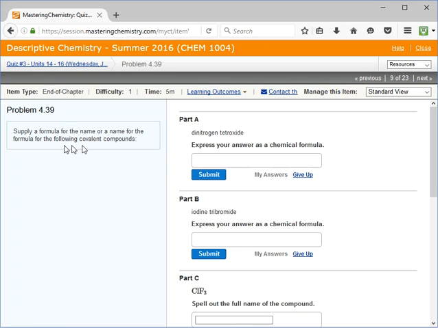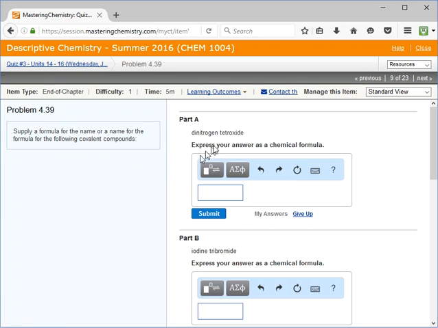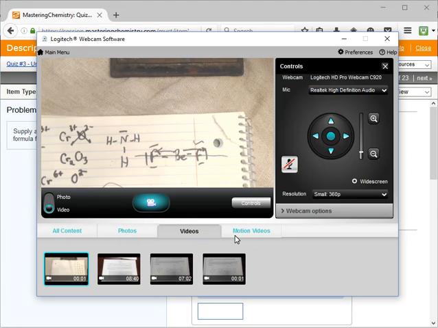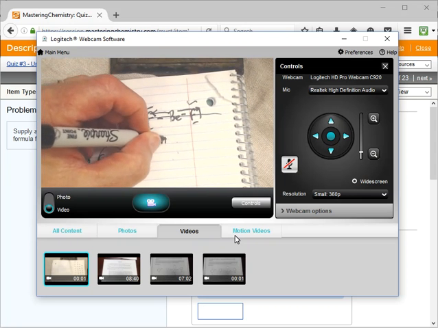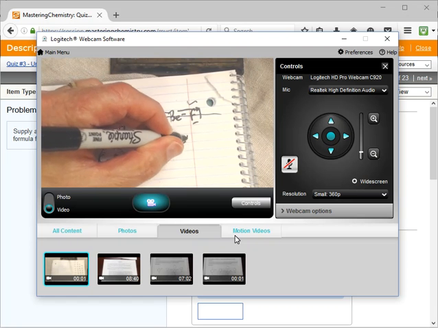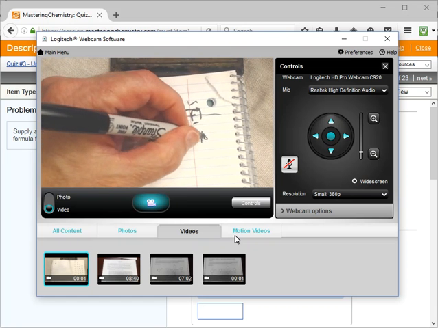4.39 is supply the formula for the given name of the following covalent compounds. When you look in here again, we've kind of seen this before. Dinitrogen tetroxide. What does di mean? Di means 2. Tet means 4. So I'm going to write this out. What's it going to look like? Dinitrogen tetroxide.